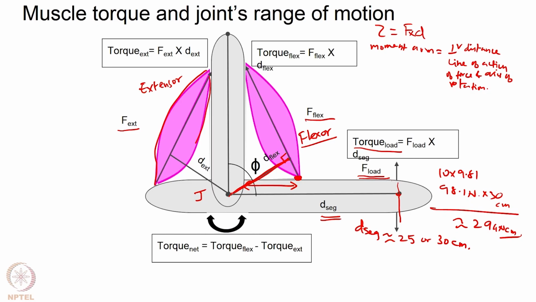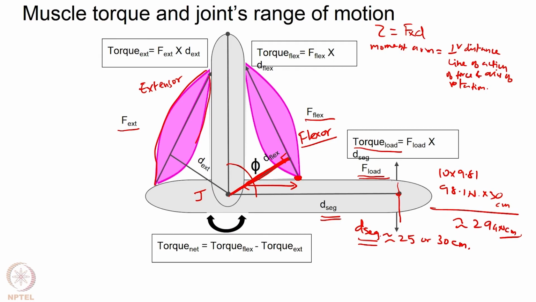But at least one thing is clear, that this is d flex, and this d flex is also a function of the angle phi. At different angles you will have different moment arms. Now, that means it is not clear what is the force that I need to produce. Then how does the system learn this? That is one question that we will have to address in future classes, but for now we will assume that there is this d flex or the moment arm, and there is this d seg or the moment arm of the load.